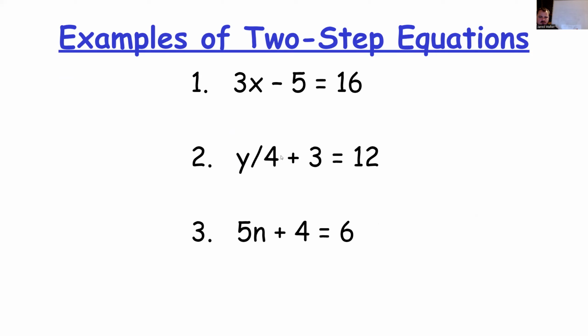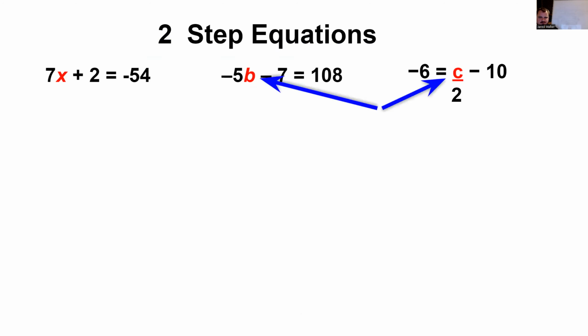Same with this. If it's y over 4, y divided by 4 plus 3 equals 12. Again, if you can think in your head, what's the number that if I divide it by 4 and then add 3 to it, I'll get 12. If you can come up with that in your head, great. 5n plus 4 has to equal 6. So these are examples of two-step equations.